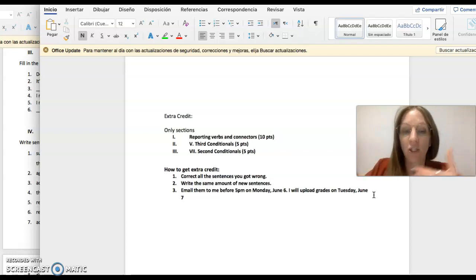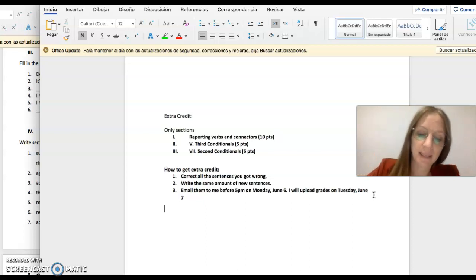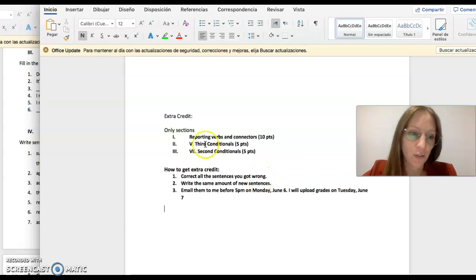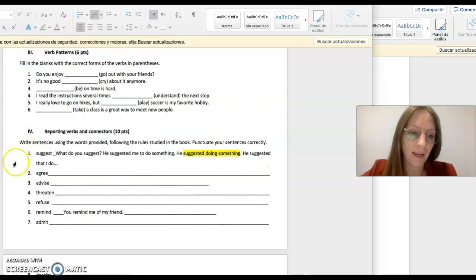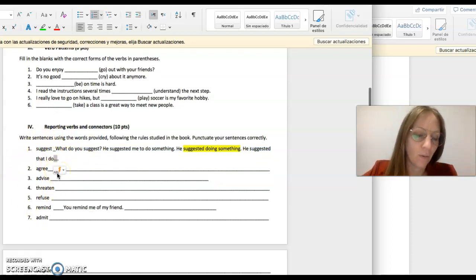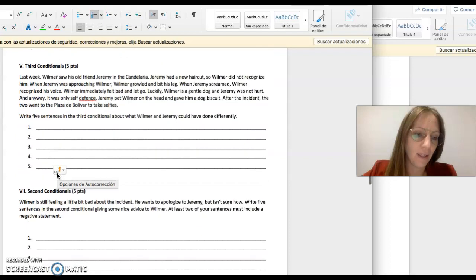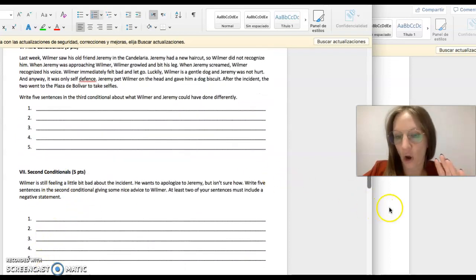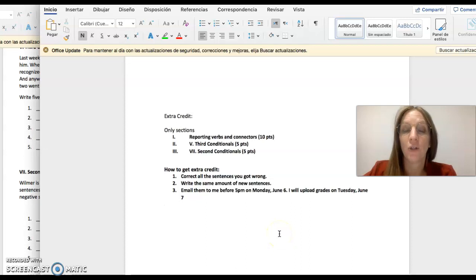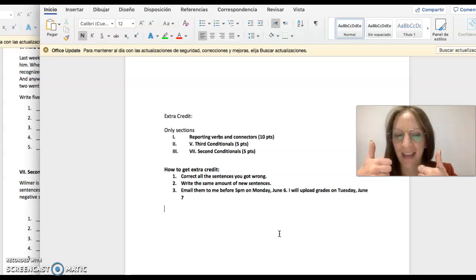How much extra credit can you get? You can get basically half points. So for example, let's say that you got 10 wrong in this section altogether: 3 here, 3 here, 4 here. If you do this and you do it correctly, you can't get 10 points, but you can get 5 points, which means that if you get a 3 on your exam, it will bring it up to 3.5. So it's worth it for the points.